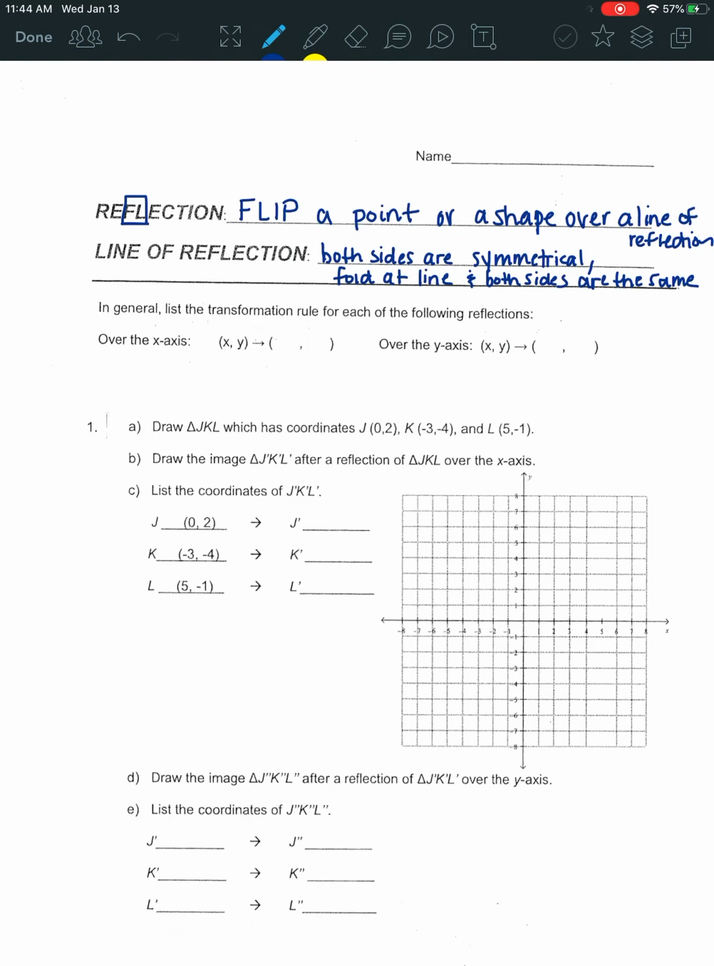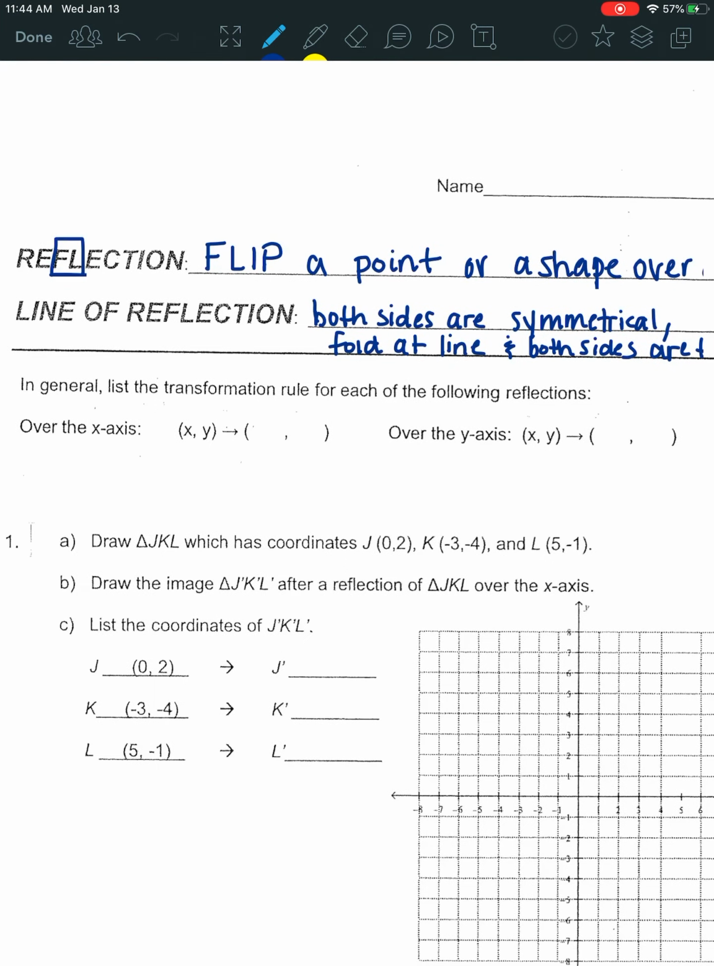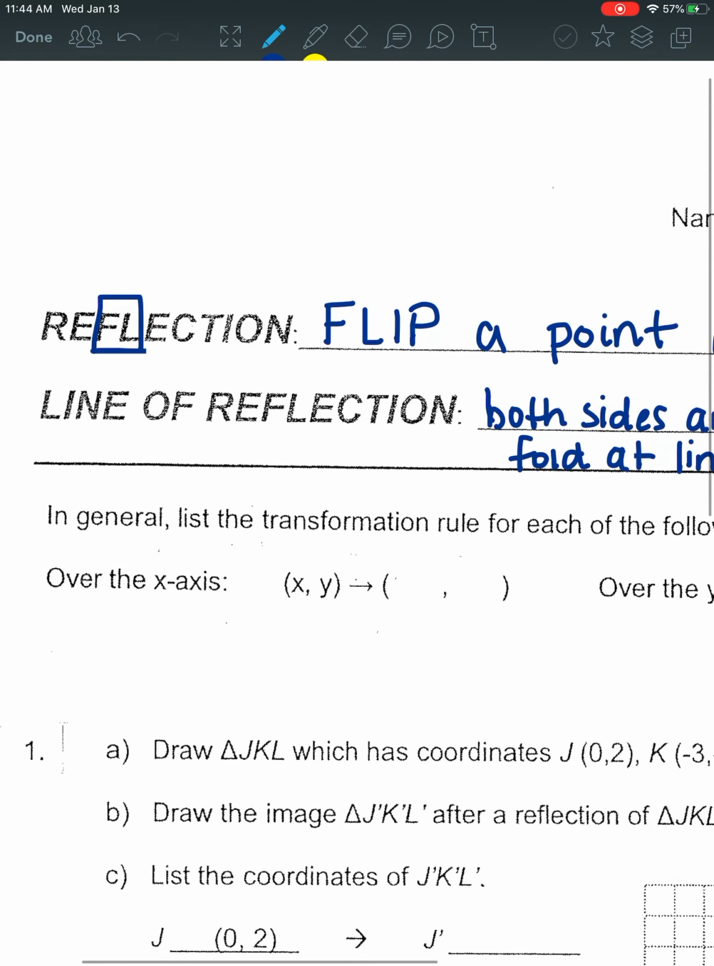Now, we've talked about we're going to be doing several different things here. We're going to plot that point or the shapes, and we're actually going to physically reflect it over a certain line. That line of reflection can change. We may have to just apply a rule. So you notice we are going to have rules again. Or I may show two shapes on the coordinate grid, and you have to tell me then what is the line of reflection.